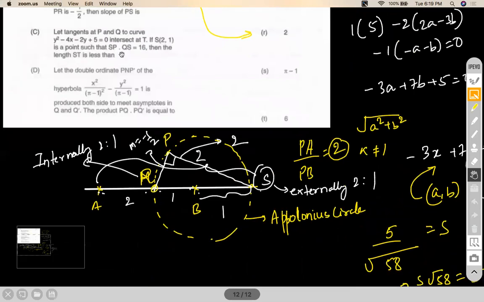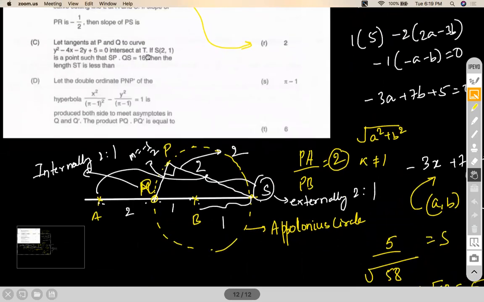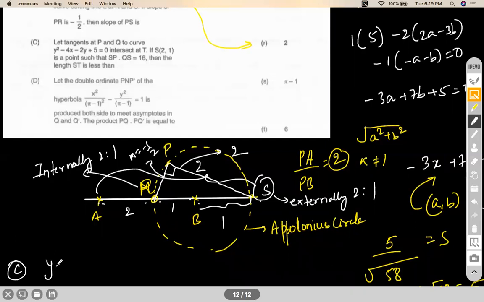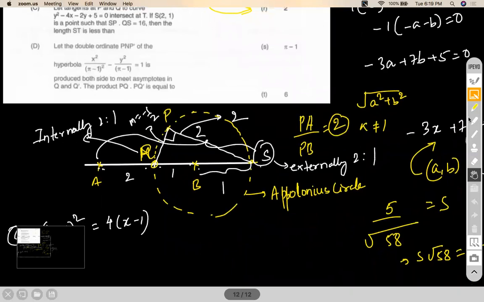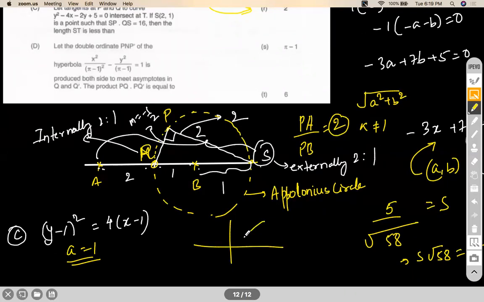Awesome, guys. Next. Let tangents at P and Q to a curve intersect at T. Okay, good. If S(2, 1) is a point such that SP into SQ is 16, then the length of ST is less than. Now, if you see this curve, it is basically (y minus 1) the whole square is equal to, I think, 4(x minus 1). It's a shifted case of a parabola, where this parabola has been shifted 1 unit to the right and 1 unit up. So, where does the focus come for this? The focus will come at the point (2, 1). So, S is actually the focus of this particular parabola.